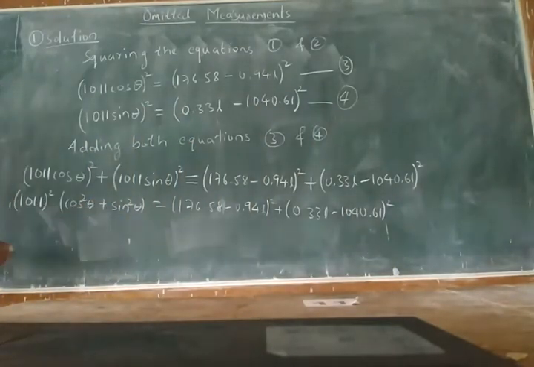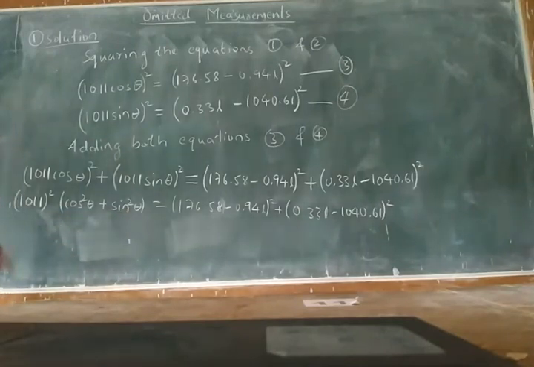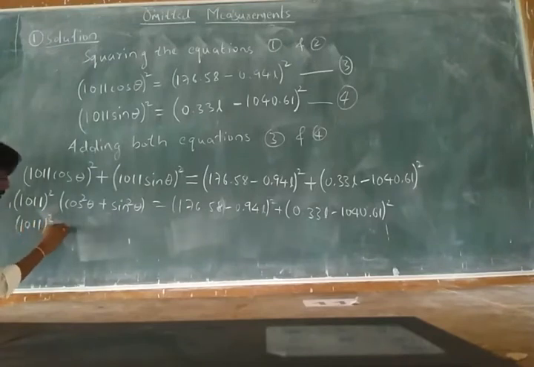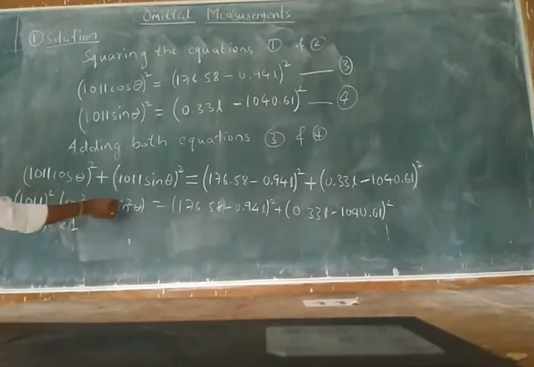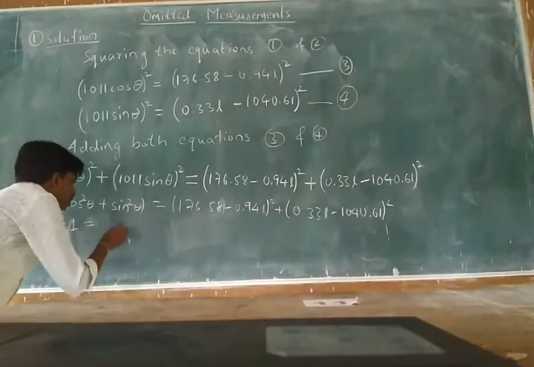Now from the mathematical relation, you can observe cos square theta plus sin square theta is equal to 1. So which means 1011 whole square into 1. 1011 whole square multiplied by 1, because cos square theta plus sin square theta is 1, from the mathematical relation. Now write this thing as it is.